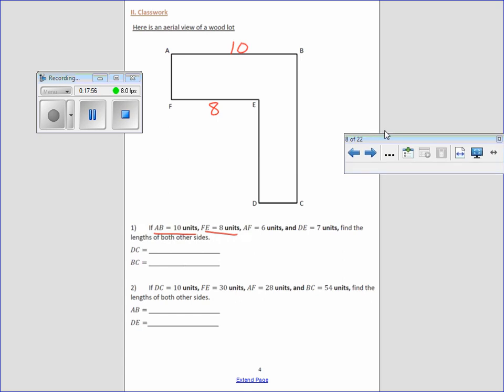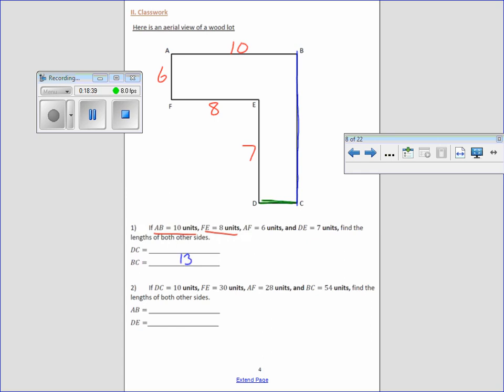AF is 6. DE is 7. They're asking you to find DC and BC. Okay, let's do BC first. Look at all of my up and down vertical lines. I have a 6 plus a 7. That's going to make this whole piece. So what's 6 plus 7? Okay, so my B to C is 13.